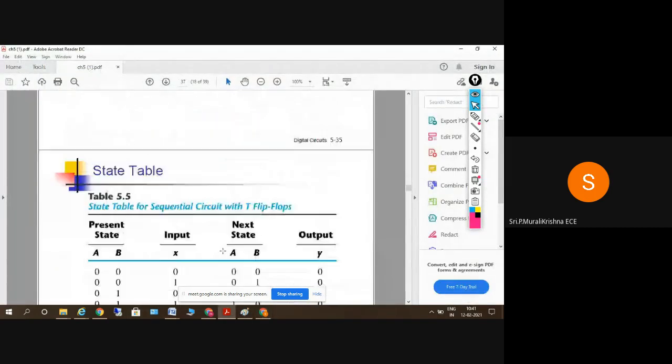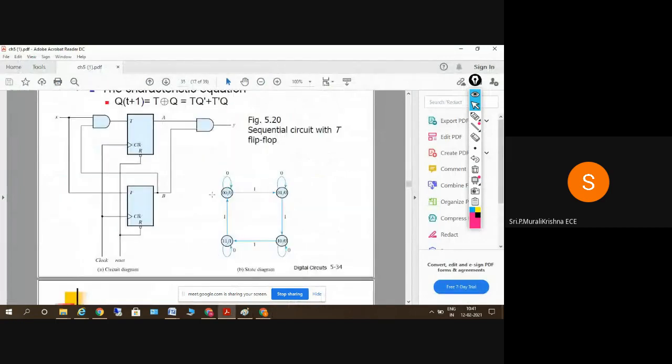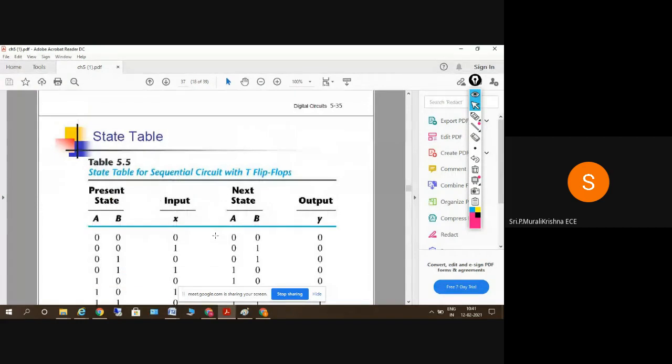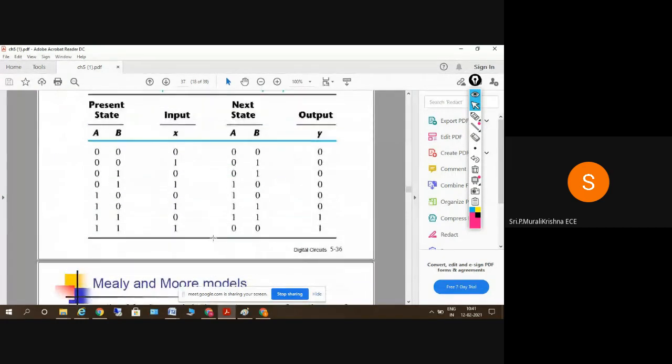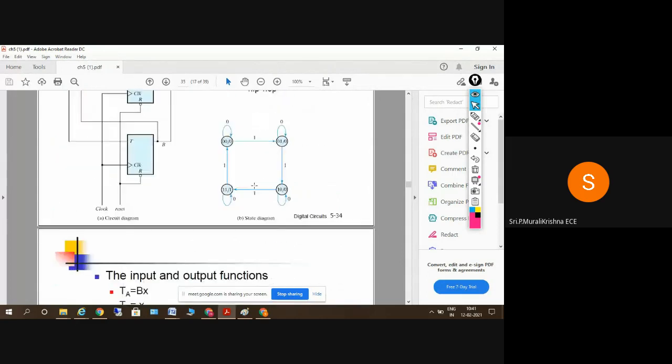This is the state diagram here, and this is the state table here. The diagram will be like this. This is a T flip-flop here. This is analysis using T flip-flops.